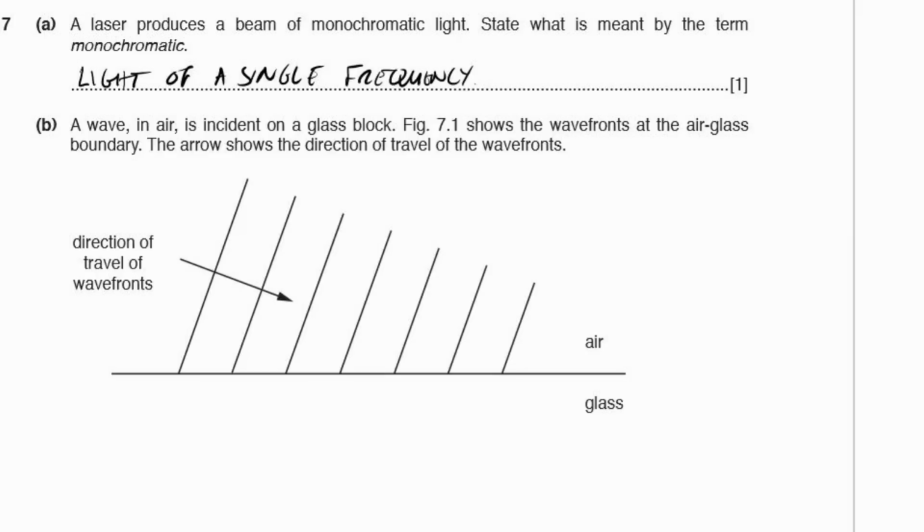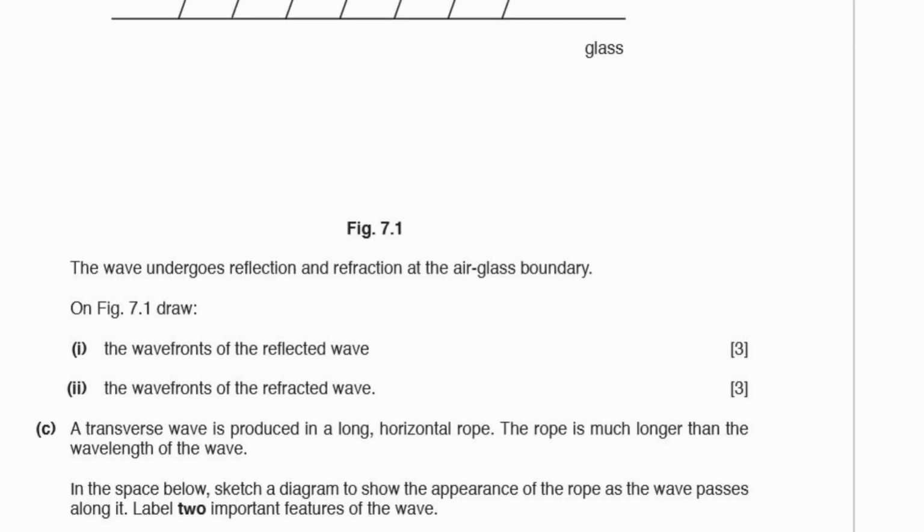B. A wave in air is incident on a glass block. Figure 7.1 shows the wave fronts at the air glass boundary. The arrow shows the direction of travel of the wave fronts. The wave undergoes reflection and refraction at the air glass boundary. On figure 7.1 draw the wavefronts of the reflected wave and the wavefronts of the refracted wave. First things first, let's do the reflected wave.